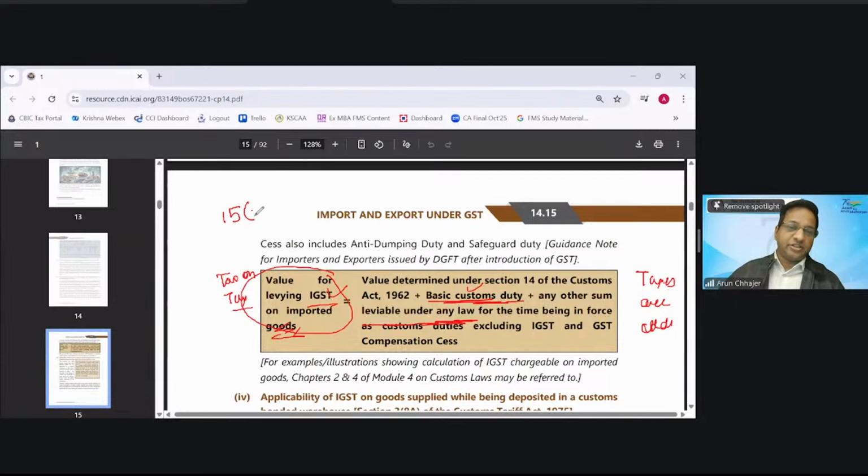Section 15, subsection 2, clause A of the CGST Act says that any taxes, duties, cess leviable under any law other than GST should be added in the value. Because of section 15, subsection 2, clause A, we are adding the value of customs duty. We are adding the customs duty in the value to determine the levy of GST, and any other sum leviable under any law excluding IGST and compensation cess, because 15(2)(a) says so. Okay.